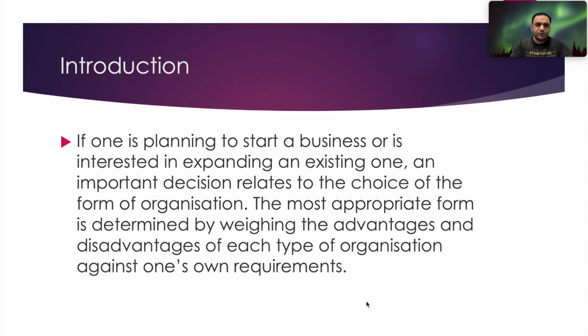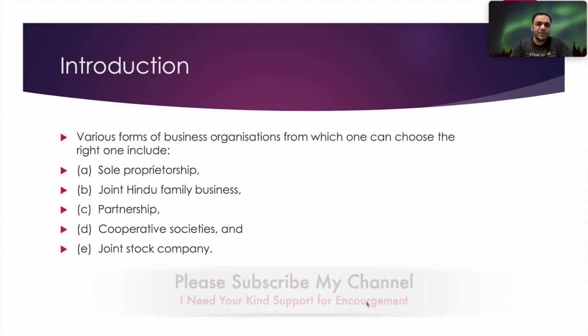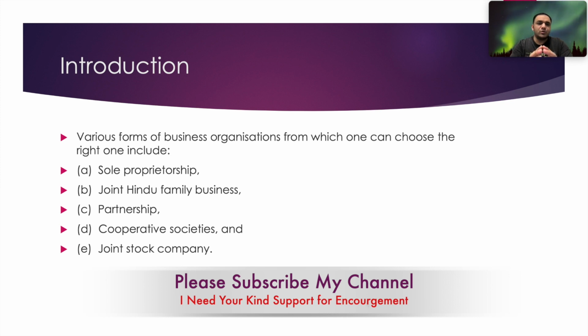So let's start. First of all, the introduction of this chapter: if one is planning to start a business or is interested in expanding an existing one, an important decision relates to the choice of form of business organization. The most appropriate form is determined by weighing the advantages and disadvantages of each type of organization against one's own requirements. So whenever you want to start your business, first of all, the question arises at what level you want to start. It's a big organization, it's a small organization, or what. And if you are already doing a business and you want to expand it, then you also need to know what kind of organization you have to choose. So it depends.